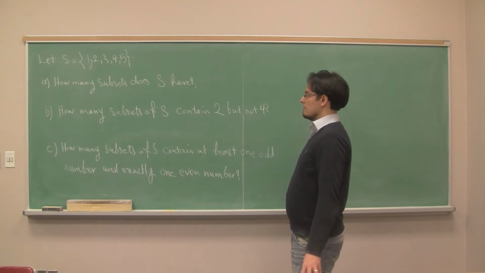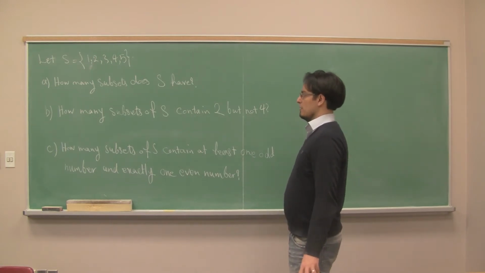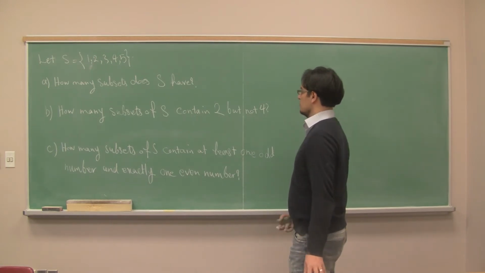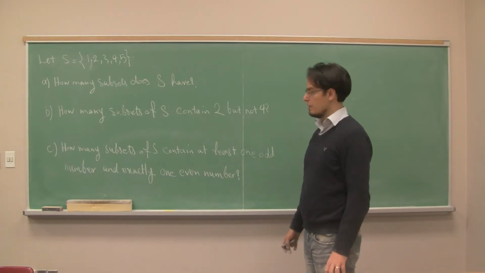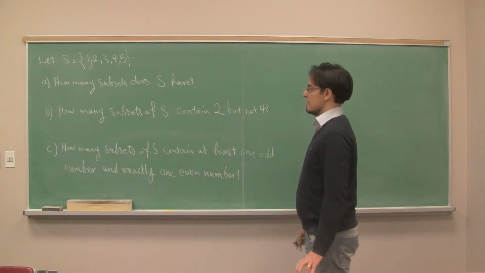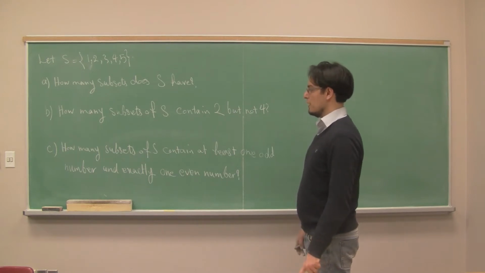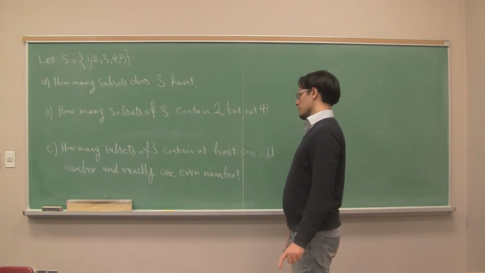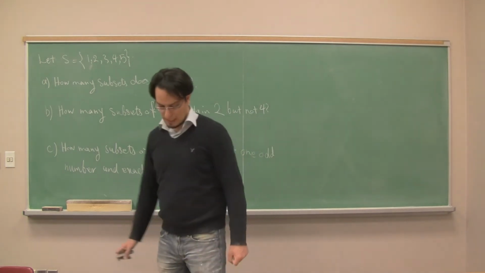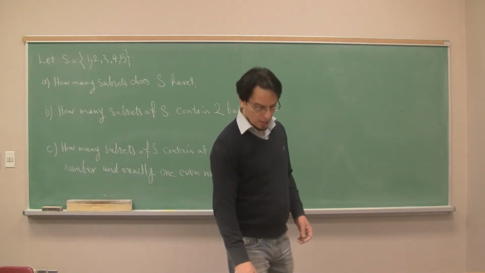Part A asks how many subsets S has. Part B, how many subsets of S contain 2 but not 4. And part C says how many subsets of S contain at least one odd number and exactly one even number. Let's see how we can solve this.